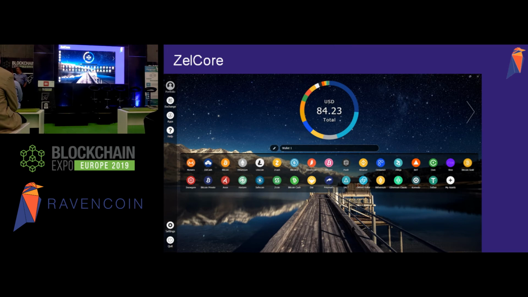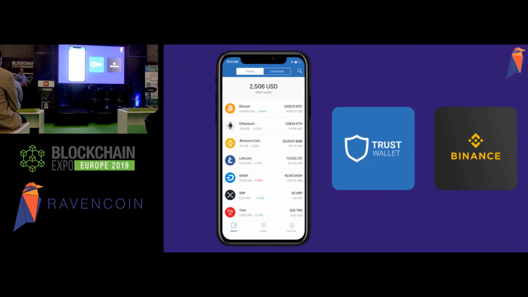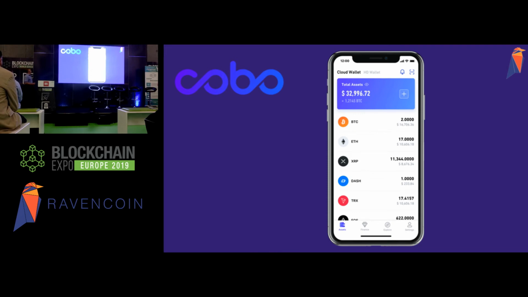So here's Zelcore. You'll recognize this one. We'll get more on that. Here's Exodus wallet. So a lot of these are multi-coin wallets, meaning they support multiple coins. So they have a whole list of coins. A lot of them have the ability to exchange one coin into another within the wallet. They'll go through an exchange to do that. Trust wallet, this is the one from Binance. Kobo wallet, this is the one that's very popular in China.